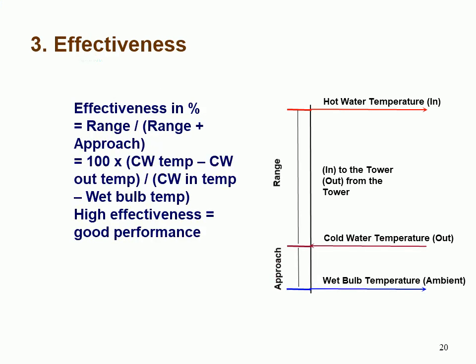Cooling tower effectiveness is the ratio between the range and the ideal range, in percentage, for example, the difference between cooling water inlet temperature and ambient wet bulb temperature. Effectiveness equals range divided by range plus approach. The formula for cooling tower effectiveness is: cooling tower effectiveness percent equals 100 multiplied by the difference between cooling water inlet temperature minus cooling water outlet temperature, divided by cooling water inlet temperature minus wet bulb temperature. The higher this ratio, the higher the cooling tower effectiveness.